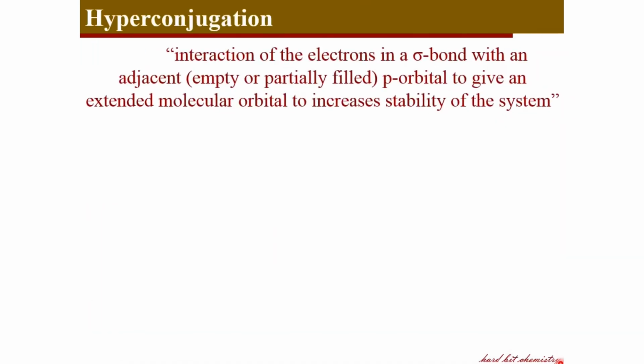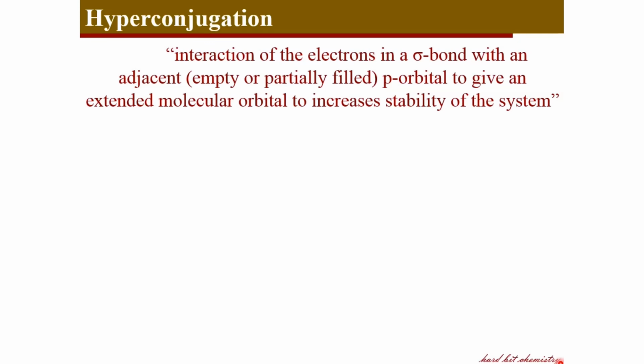Hyperconjugation, by definition, is the interaction of electrons in a sigma bond with an adjacent p orbital, which is either empty or partially filled, and it results in the extension of the C-H or the sigma molecular orbital to increase the stability of the system.